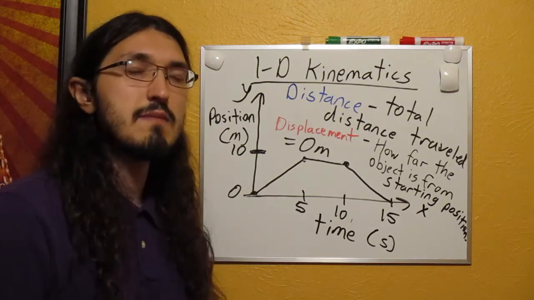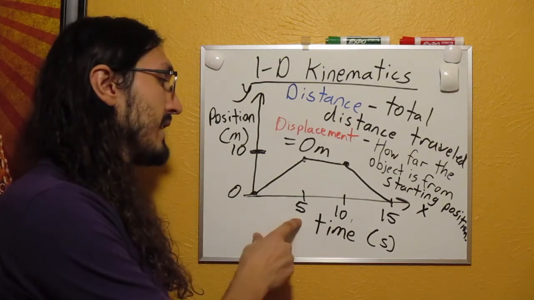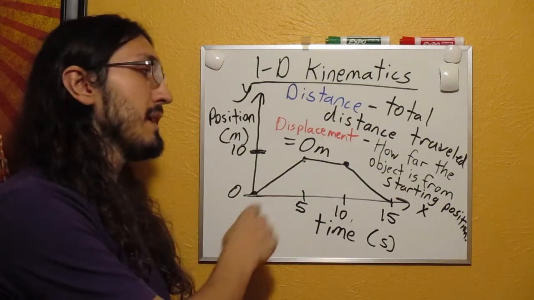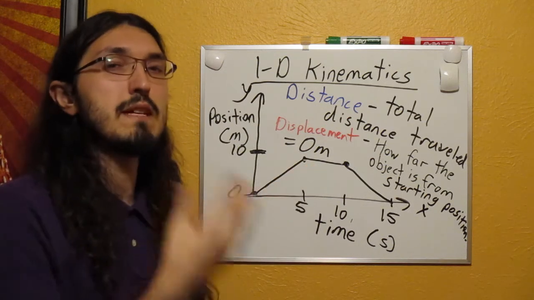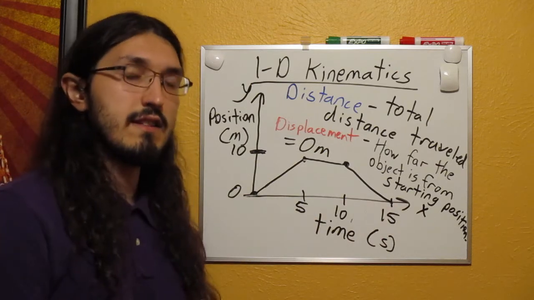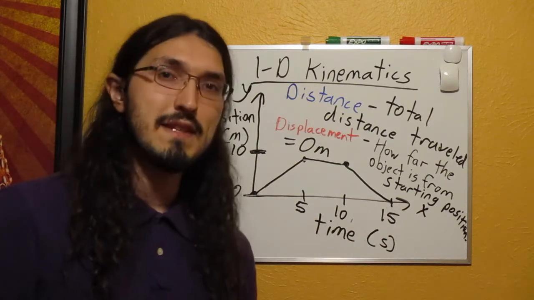If I wanted to know the displacement from 0 to 5 seconds, then I would see that it started at 0 meters and ended up at 10 meters. So the displacement in that case would be 10 meters, but for the entire duration of its journey, since it ended up where it started, the displacement is 0 meters.